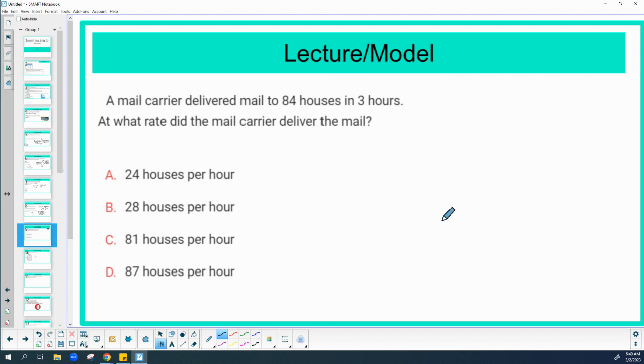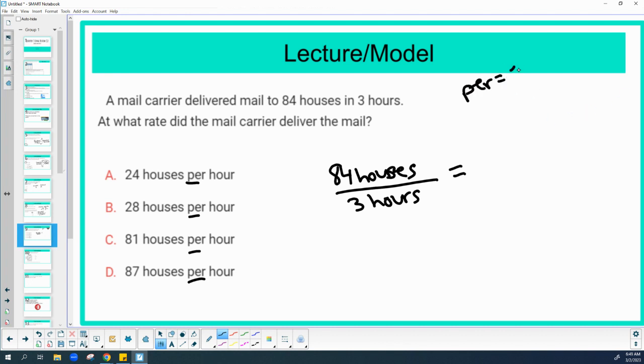A mail carrier delivered mail to 84 houses in 3 hours. So I'm going to write that down. Sorry for the messy handwriting. All right. At what rate did the mail carrier deliver mail? I'm looking here and we want to go to per hour. And I always know that per means 1. So I want to go to 1 hour. 3 hours divided by 3 would give us 1 hour. 84 houses divided by 3. I don't know that off the top of my head.